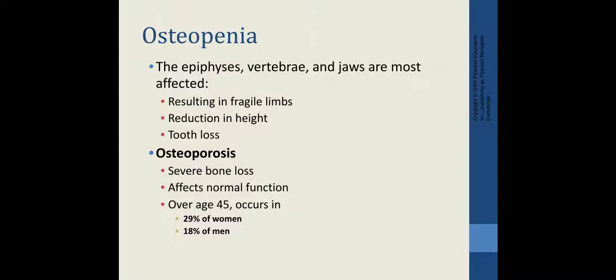In the epiphyses, the vertebrae, and the jaws, that is where we are most affecting this. And so we're resulting in fragile limbs, reducing height, and tooth loss. If osteopenia continues on, as it does, you get to osteoporosis, which is severe bone loss, and it is going to start to affect the normal function of the bones. Over age 45 is when we start to see this. It's happening in about 29% of women and in about 18% of men.